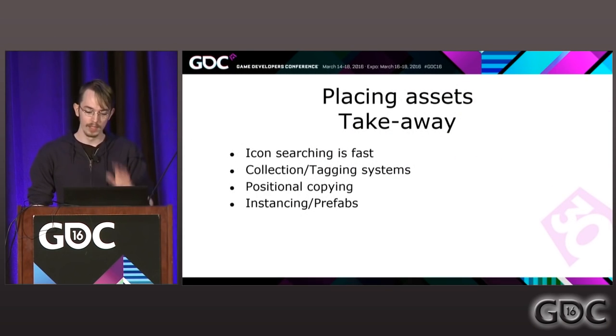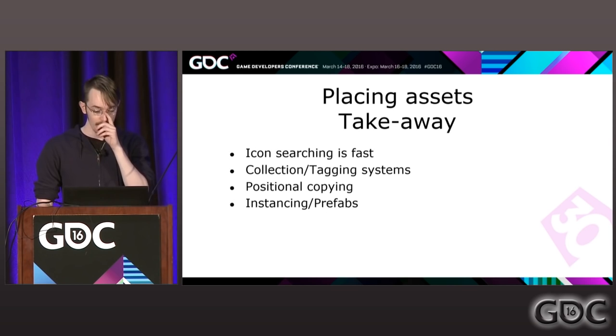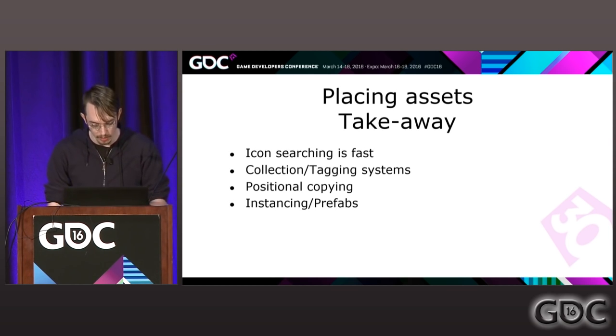So what do we learn here? Well, icon searching is much faster than text searching, as it provides an at-a-glance overview. And a collection or tagging system is faster than a text system, especially for large asset databases. And positional copying where the user is pointing is a bit faster than dragging or typing coordinates, especially when working with large levels and complex geometry.